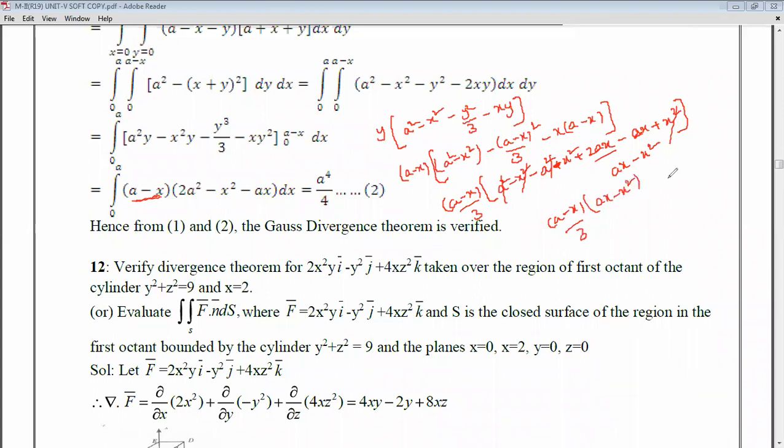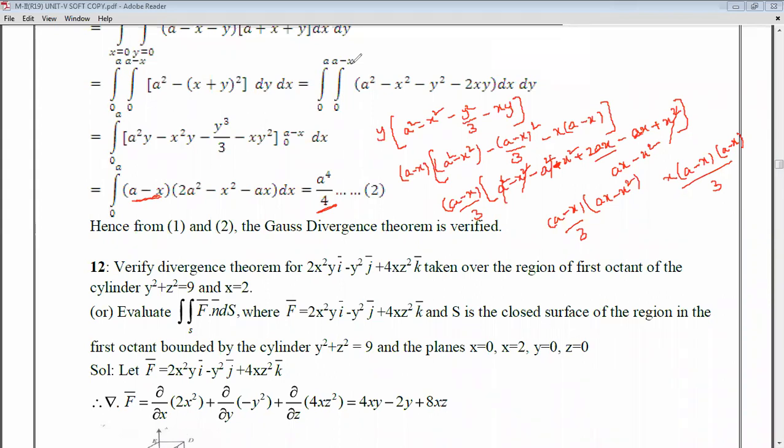And if you take x as common, x written outside, then (a minus x) into (a minus x) by 3. Okay, and then we need to apply integration with respect to x. So with respect to x, we apply integration, and after simplifying, we got a power 4 by 4, and this is also a power 4 by 4. Okay, so this is all.